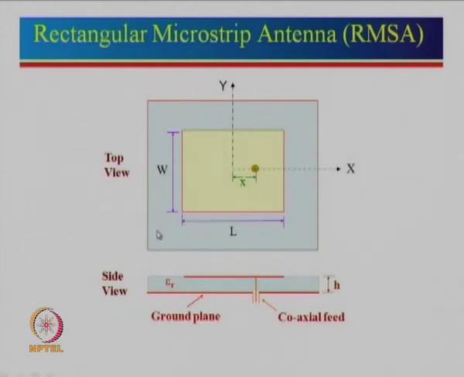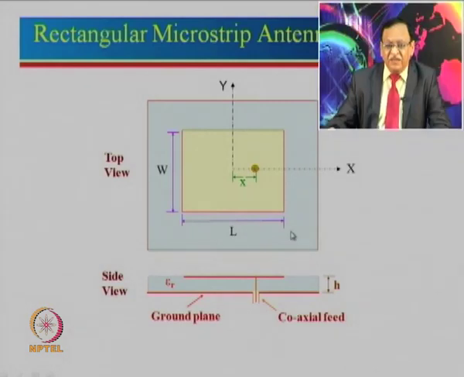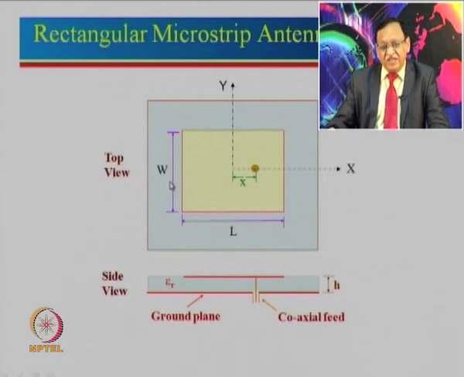A rectangular microstrip antenna is defined by its length, which determines the resonance frequency of the antenna. Then there is a width. We will see that the smaller the width, the lesser the radiation, and the larger the width, the larger the radiation, which leads to larger bandwidth as well as larger gain.